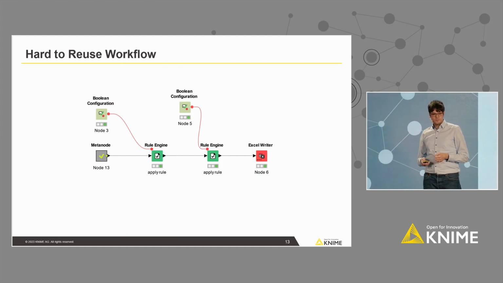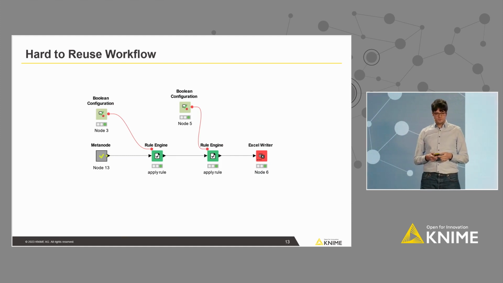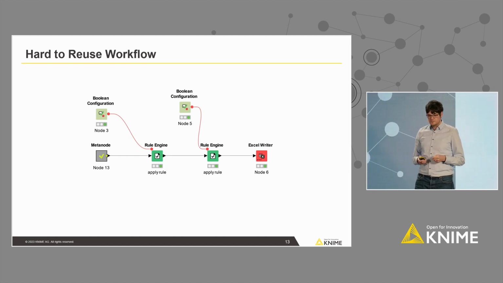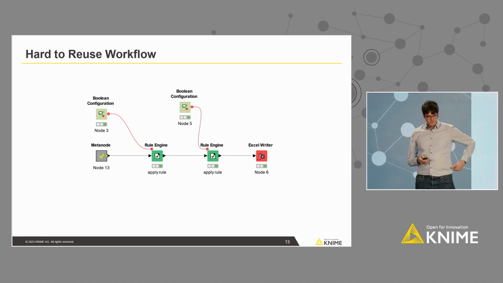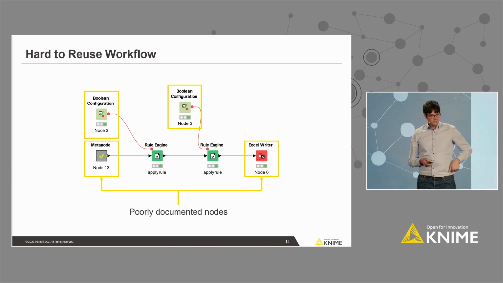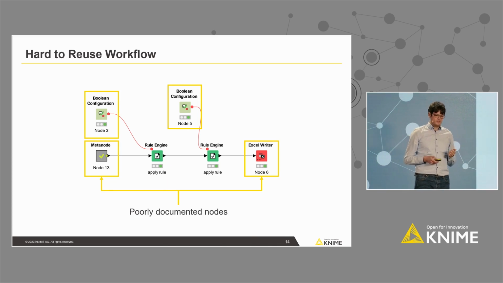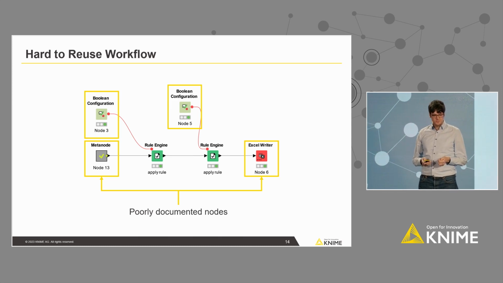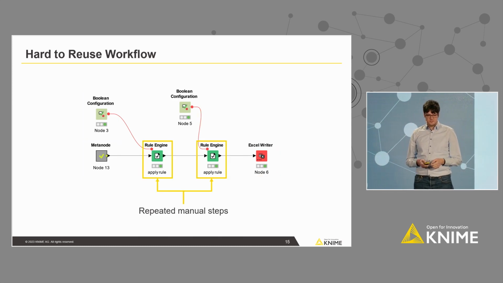Okay, so that is an example of a hard to reuse workflow. It's really small, but still there are some errors or mistakes. I don't know if you spot them right away, but later on, we will see if you pay attention. So here are some things. The first thing I notice is that there are poorly documented nodes. Basically, there is no documentation. Node 1 and 3 or whatever, I mean, that doesn't tell me anything, right?